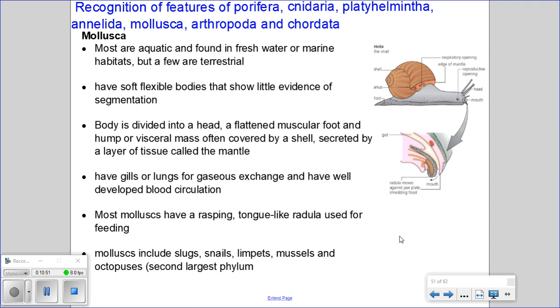It is secreted, sorry, by a layer of tissue called the mantle. So that shell gets secreted by this layer of tissue. They will have gills or lungs for gaseous exchange and have well-developed blood circulation. Most mollusks have a rasping tongue-like radula used for feeding. Mollusks include slugs, snails, limpets, mussels, and octopus, and this is the second largest phylum within the animal kingdom.